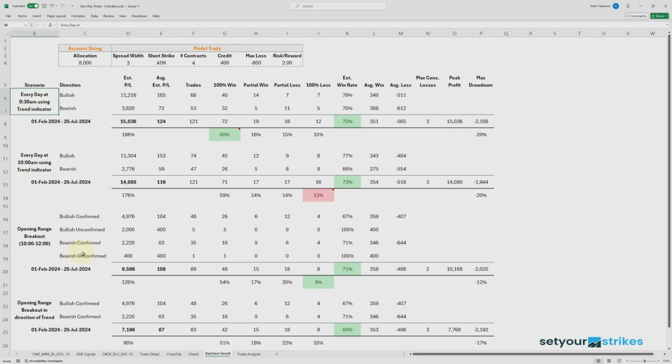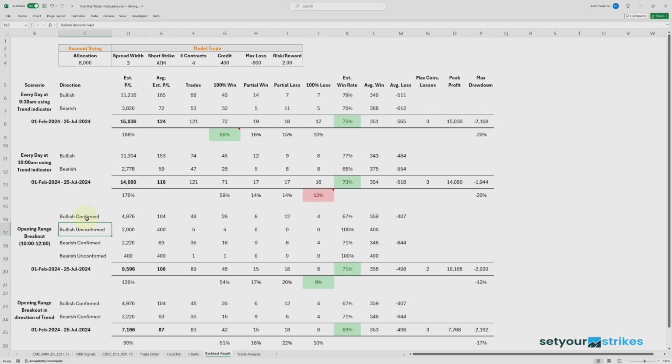So the first scenario is just using the trend indicator. It's just taking a trade every day at 9:30 a.m., right at the market open, evaluating the trend and opening a position in the direction of the trend. The second does the exact same thing, but just 30 minutes later. Then the opening range breakout, again, is the signal that's received.